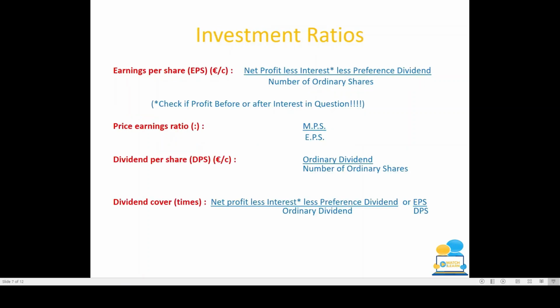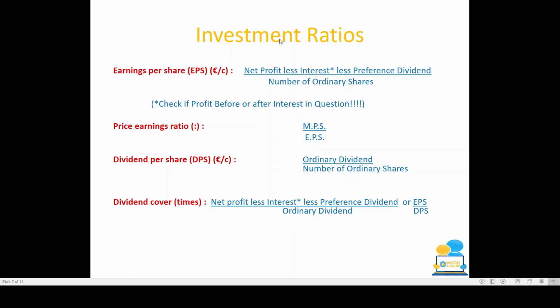Earnings per share. So again, now we're looking at our investment ratios. Earnings per share is net profit, less interest or take away interest and take away preference dividend, over the number of ordinary shares. And again, we spoke about the less interest and the preference dividend in the previous slides. Price earnings ratio is the market price per share divided by the earnings per share.